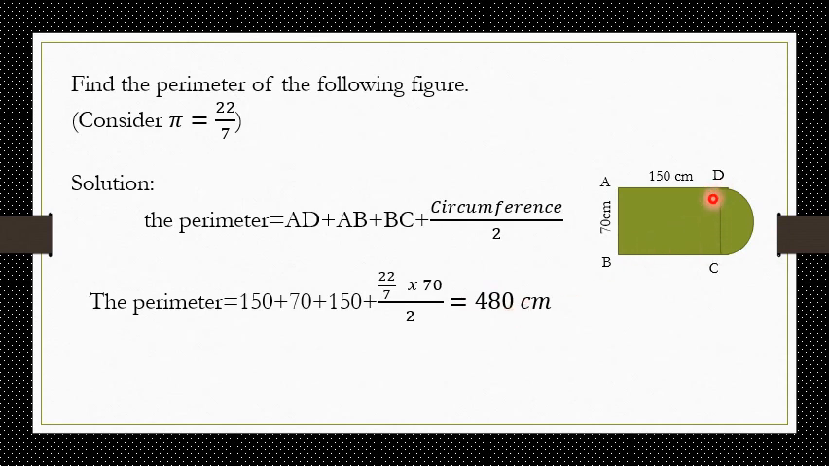DC is the diameter of that circle. DC equals AB.